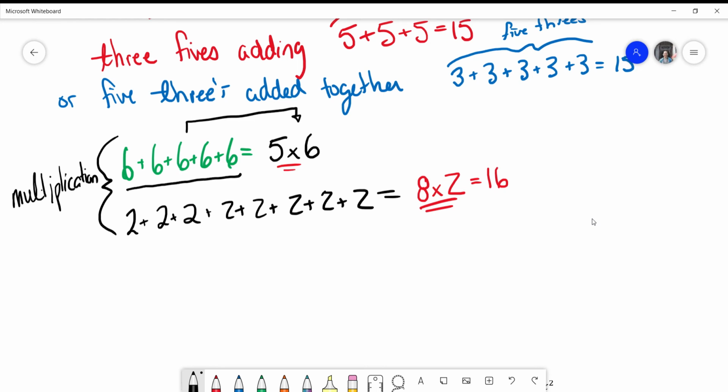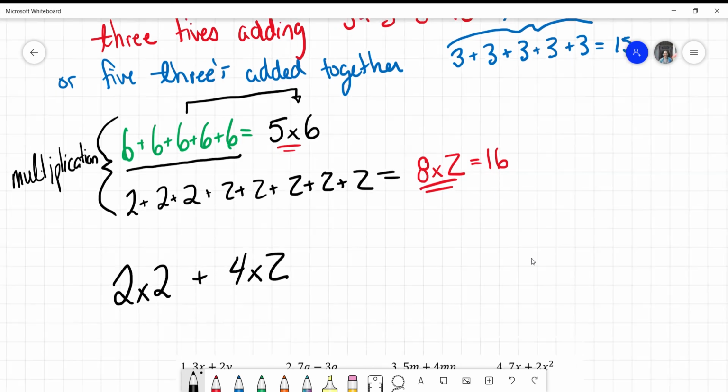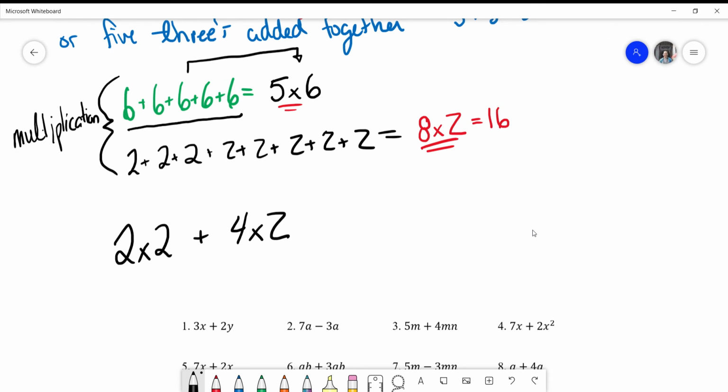Because if you've got 2 times 2 plus 4 times 2, we can write this in a different way. 2 times 2 is 2 plus 2, plus 4 times 2 is 2 plus 2 plus 2 plus 2. And we can write this in a different way: 2, 4, 6, 8, 10, 12. So our answer is 12.